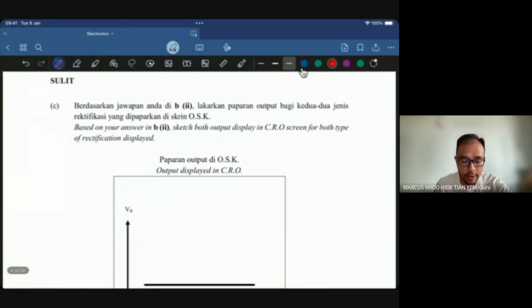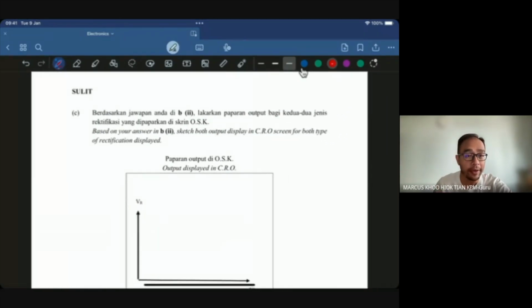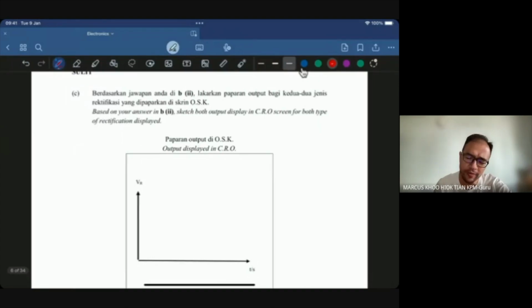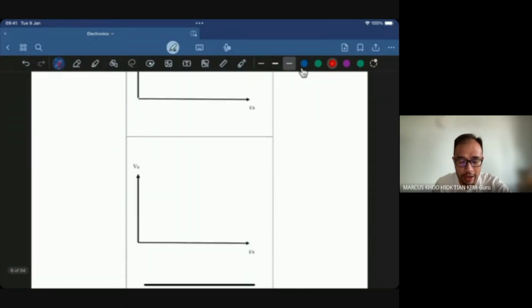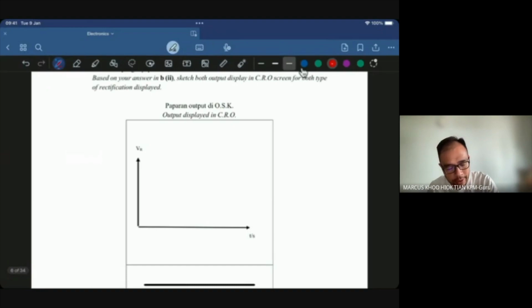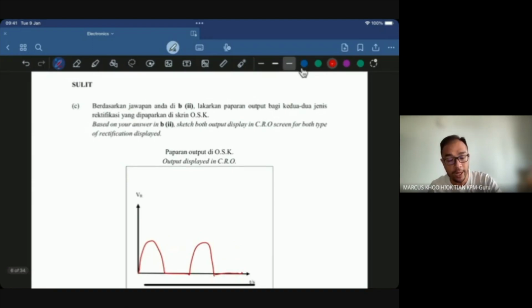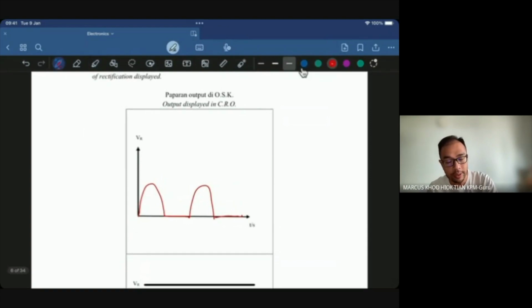All right, so question, this one also is another fact. Okay, a lot of factual questions in this question, so very strange lah. Okay, so the half wave rectification, most important thing is ada current, tiada current, ada current, tiada current. That's all I want to see. Okay, sketch both the output display in the CRO screen for both types. Okay, so this is half wave rectification.